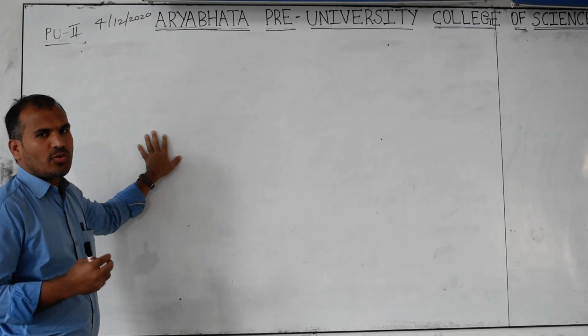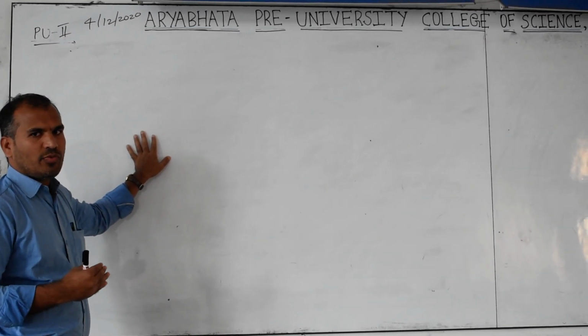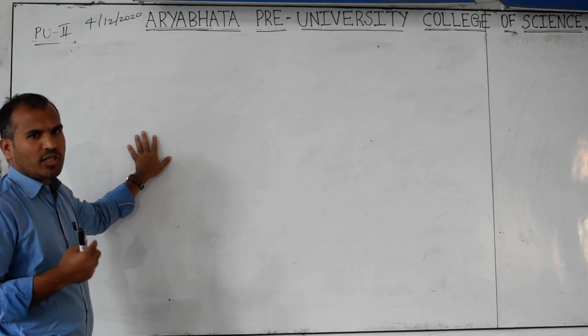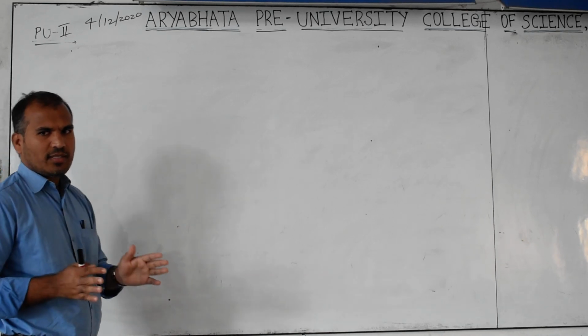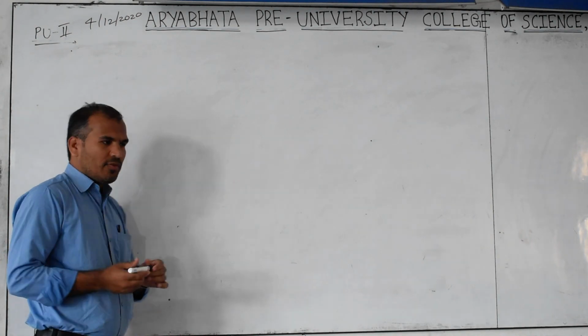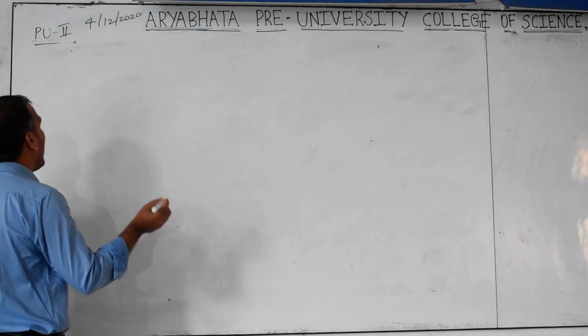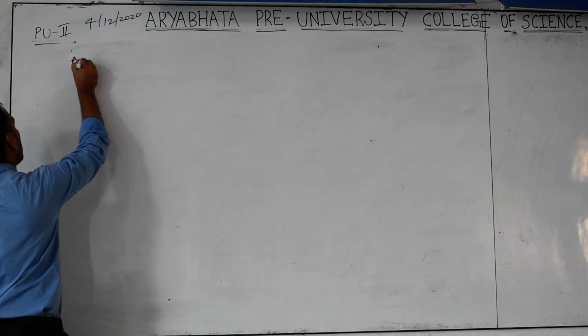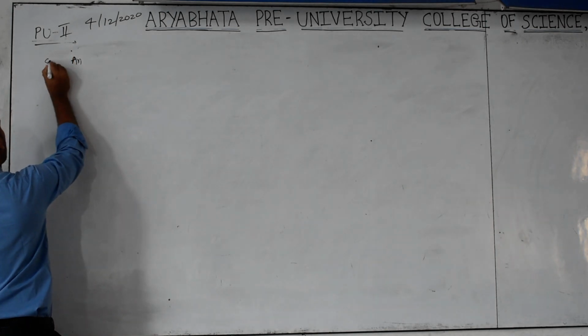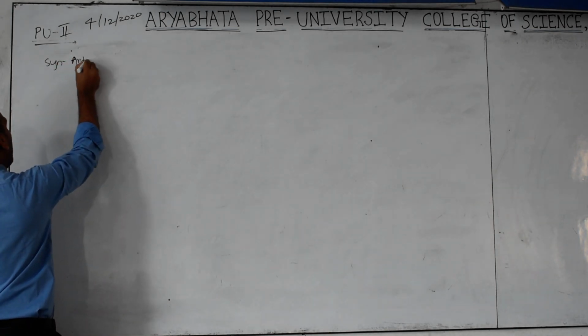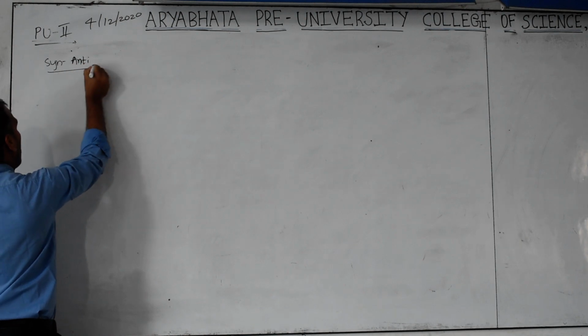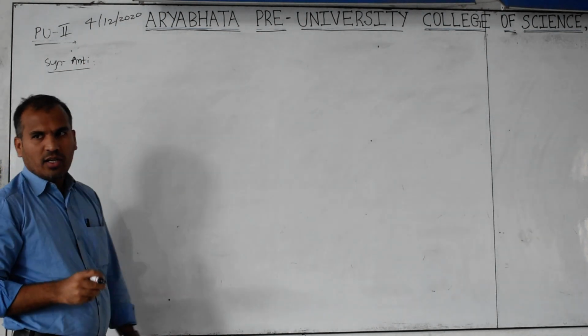In the previous class I discussed geometrical isomerism. We know how to identify geometrical isomerism, and we know the naming of geometrical isomerism: cis-trans, another is E-Z, and the third type is syn and anti nomenclature. You may have already learned a little bit of syn-anti in the aldehyde and ketone chapter.